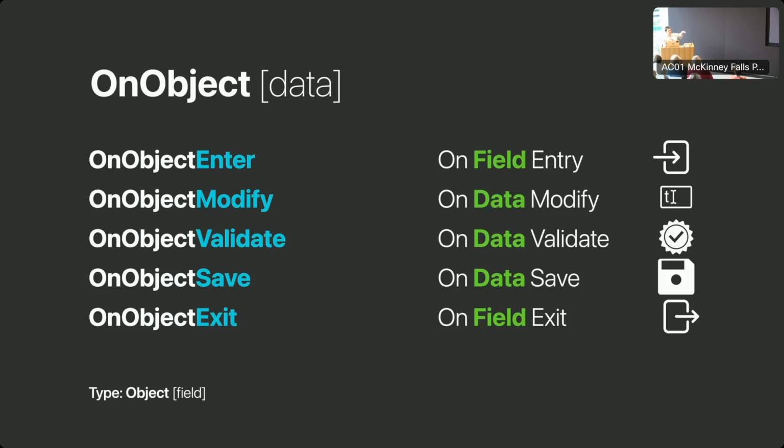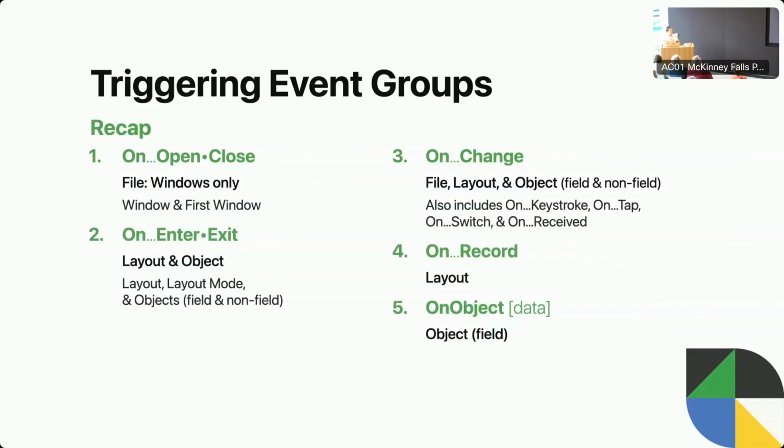What this means, though, you have the ability to attach every single one of these kinds of script triggers to the exact same field, which can be really great or not. So to recap, the groups that I use, kind of keep them in my head: on open close, on enter exit, on change, on record, and on object data.